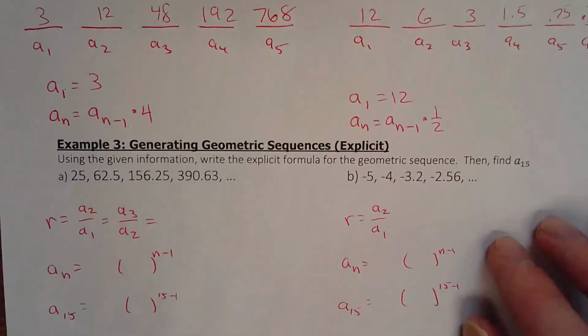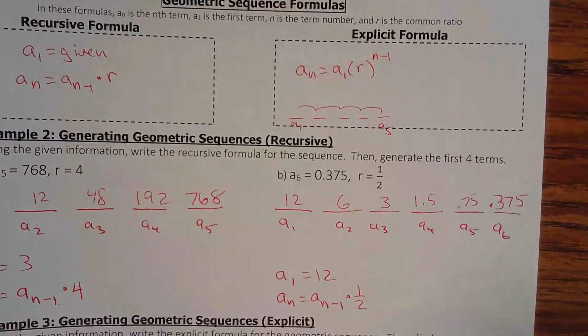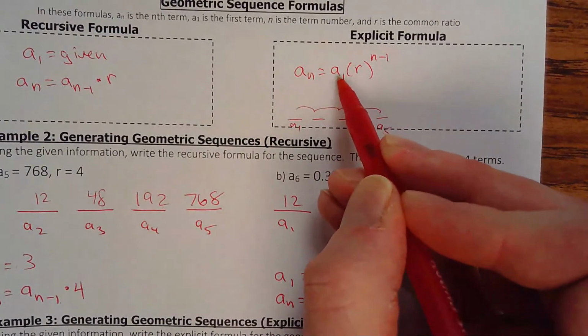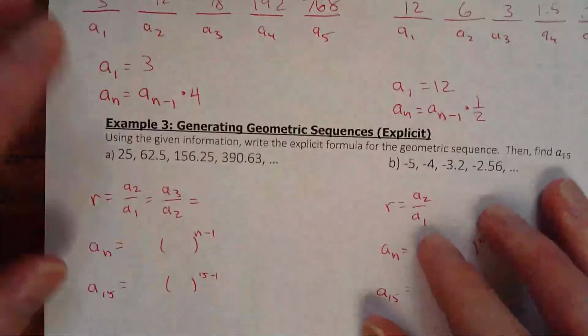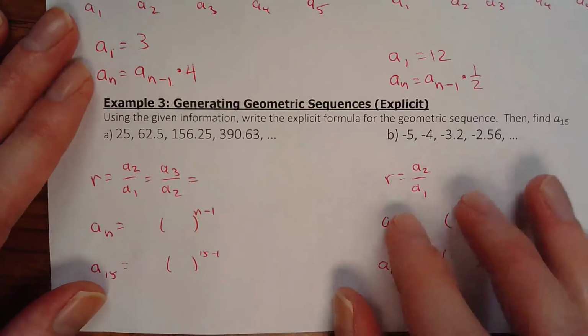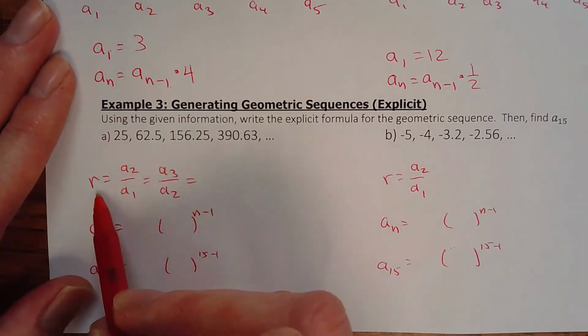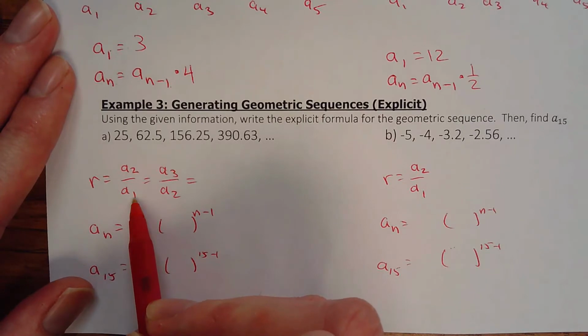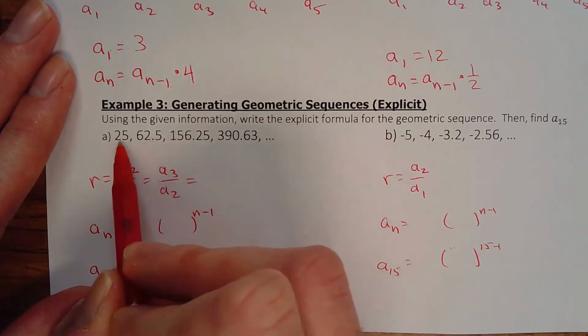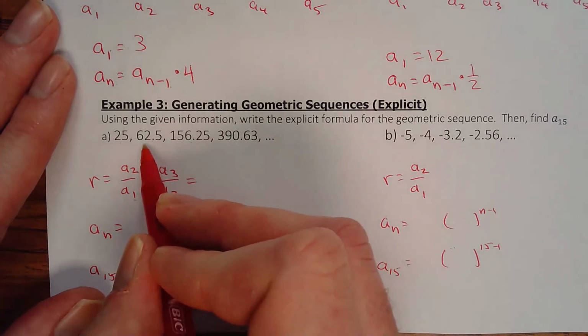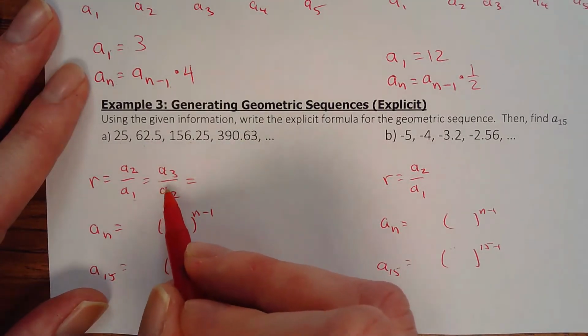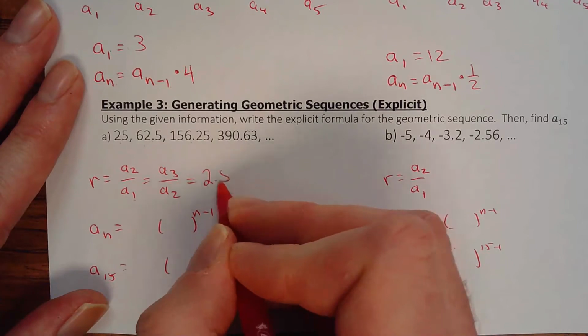Now the explicit formula, keep in mind here, I need to write in the first term and the common ratio. If I know those 2 things, I've got my explicit formula. The easiest, quickest way to find r is to take any term divided by its previous term. So I could do 6.25 divided by 2.5, or I could do 156.25 divided by 62.5 like I wrote here. Either way I do it, I get 2.5.